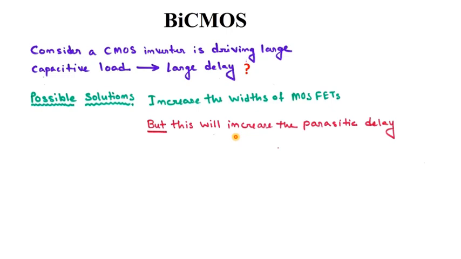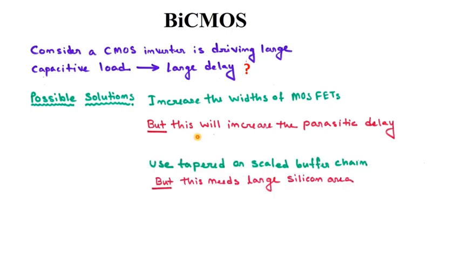Now, the parasitic capacitance will also act as a load. So basically this is probably not the best solution. What may be the next case? The use of a tapered or scaled buffer chain. We have studied this in class, the use of an inverter chain, and finally with the bigger inverter we can connect the bigger load, right?